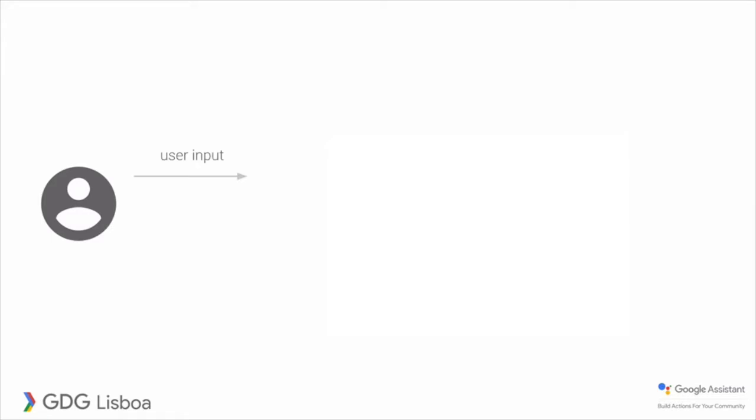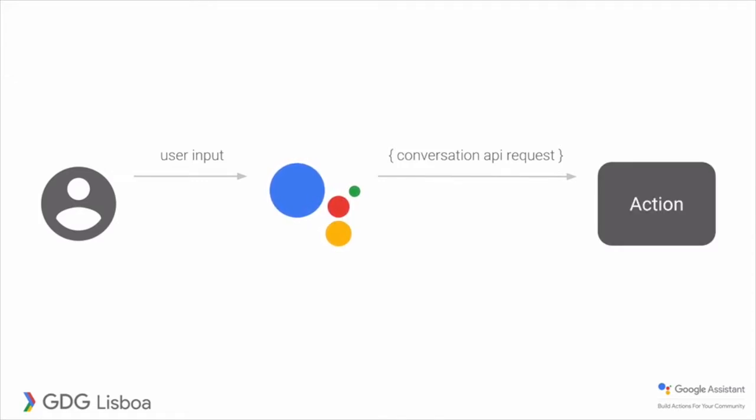So how does it start? This is you as a user. You're going to go ahead and say something. You create an input, say, hey Google, talk to my app, tell me about the weather, anything like that. The Google Assistant receives that voice and converts it to text. There's a lot of machine learning and technology that converts your voice into text. Then that creates an API request and goes to a specific action.